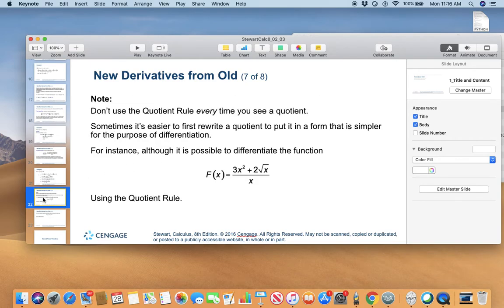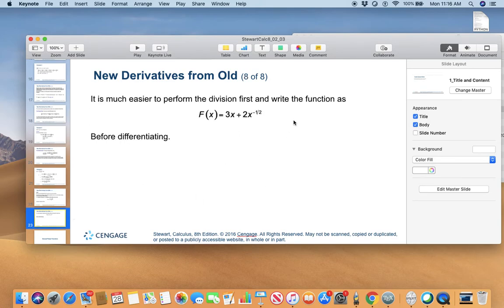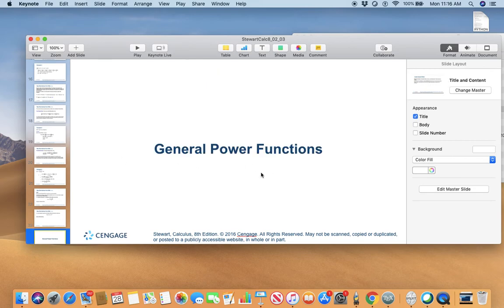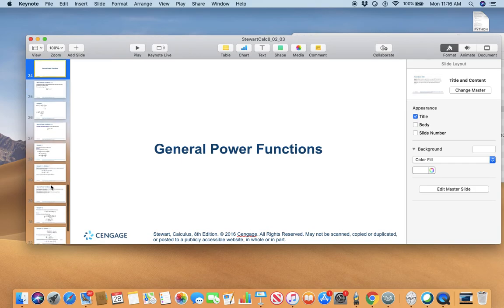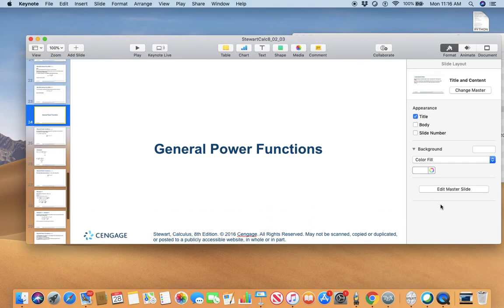3x. 2x to the half over x. So power half, power 1, overall power negative half. Now this is a polynomial-like expression, you can use the power rule here. All right. So general power functions, we will come to that in our next video. Okay, until then.